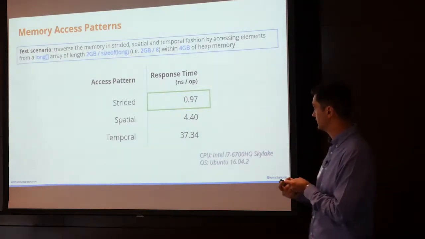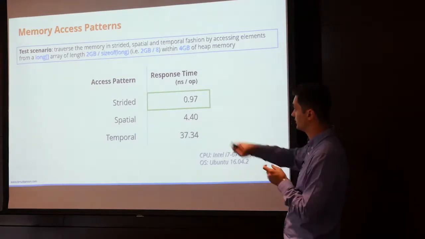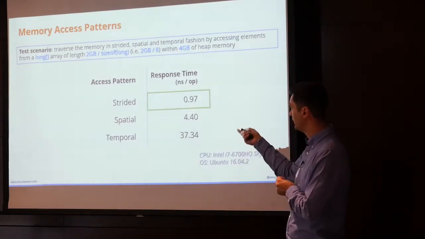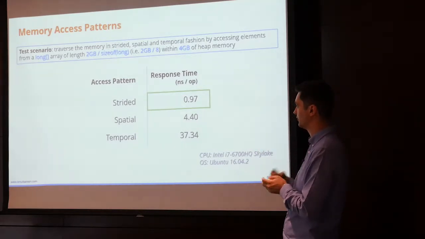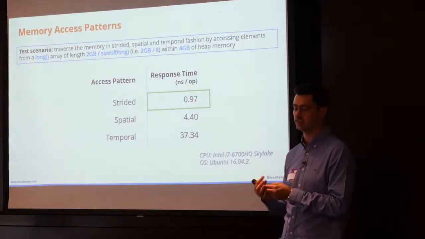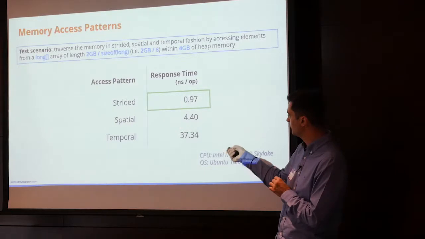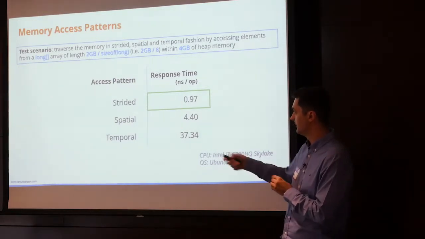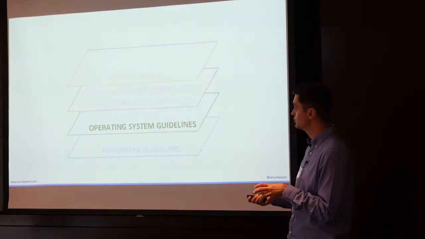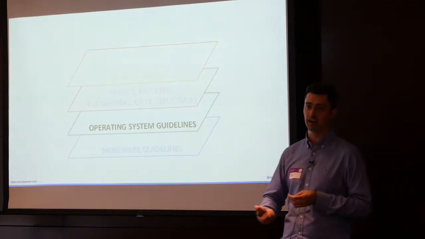I created a short test, a short program. I created a long array of size 2 gig over size of long, and I started the Java virtual machine with 4 gig of memory. In all cases the stride was around 1 nanosecond, which is very, very fast, which means almost all the elements were in the L1 CPU cache. In comparison, the spatial is around 4.4 nanoseconds, and temporal is almost 10 times bigger than spatial. So this is another conclusion you should keep in consideration: memory access patterns, the data layout, really impact the performance.